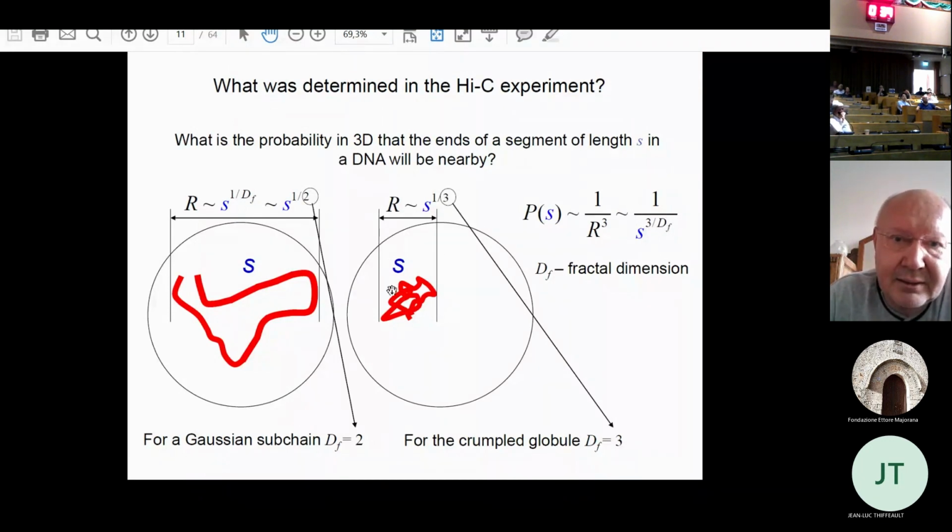It means that the loop has a much more compact structure. So having that, there is a question. Suppose that we now know the fractal dimension, how can we imagine what is the typical structure of the trajectory in three-dimensional space?